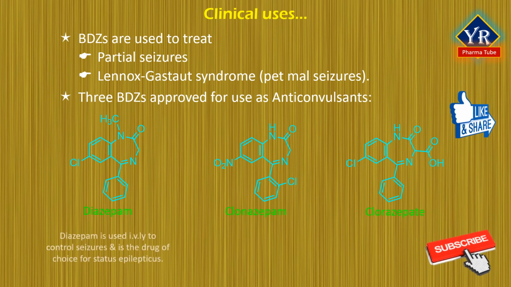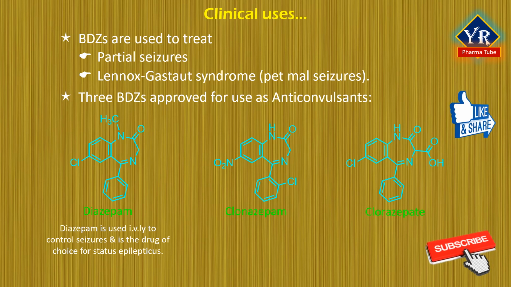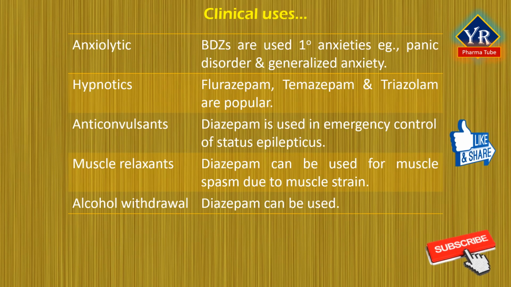Diazepam is used intravenously to control seizures and it is the drug of choice for treatment of status epilepticus. Clonazepam is used for oral treatment of petit mal seizures in children and clorazepate is used with other anti-epileptic agents to control partial seizures. As anxiolytics, benzodiazepines are used in primary anxieties, that is panic disorder and generalized anxiety.